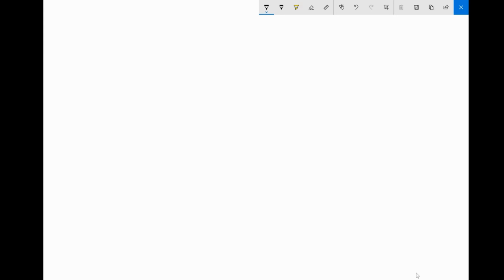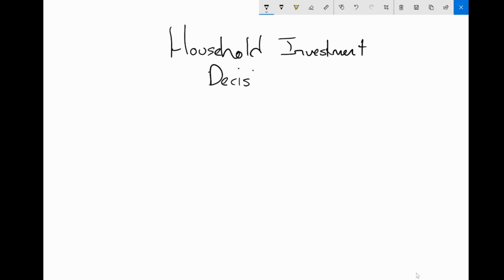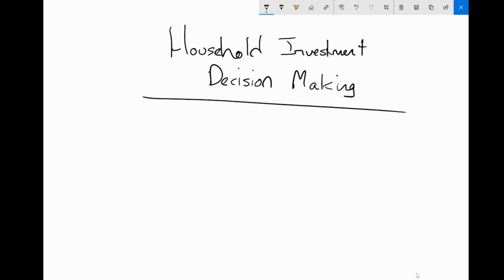What we're going to look at today is household investment decision making. It's going to be a very simple model, but I think it's going to give us an opportunity to get some insights into how these mathematical models can be helpful to us and how we can use them to model decision making. So we're going to look at household investment decision making.